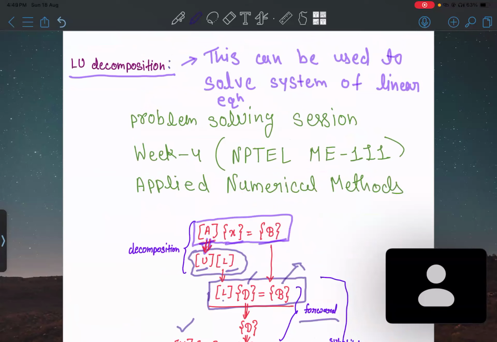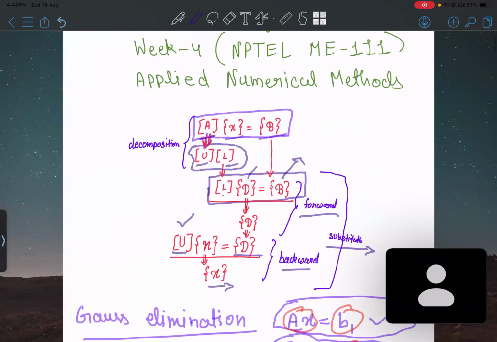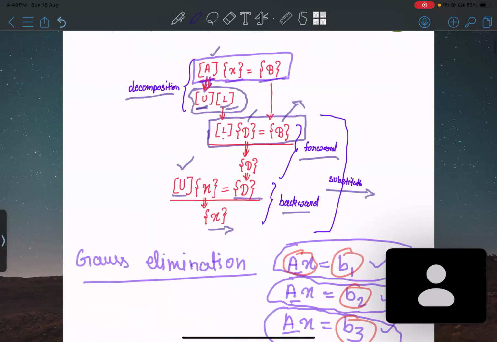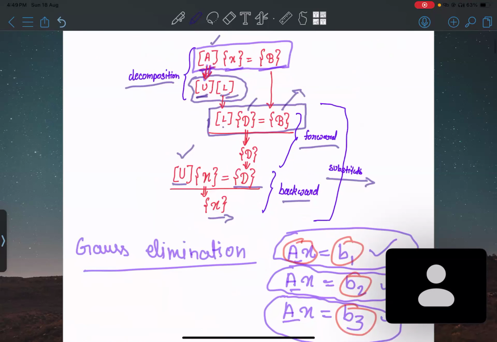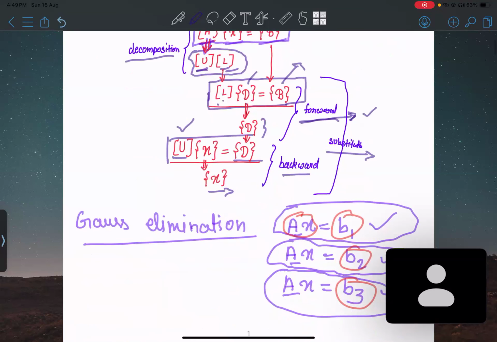So what have we done first? First we have seen the LU decomposition method. In LU decomposition, we have this coefficient matrix. We have decomposed it into a lower triangular and upper triangular matrix. Then we have found some intermediate D by using the Ld equal to B system of equations without doing any elimination, simply doing the forward substitution. Then we have solved Ux equal to D by using backward substitution. We find the value of X.